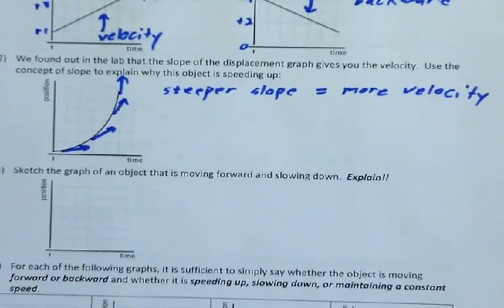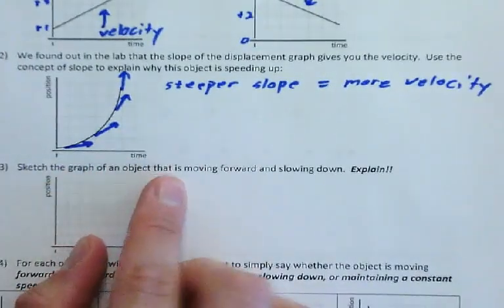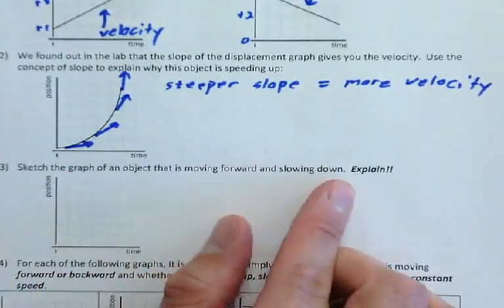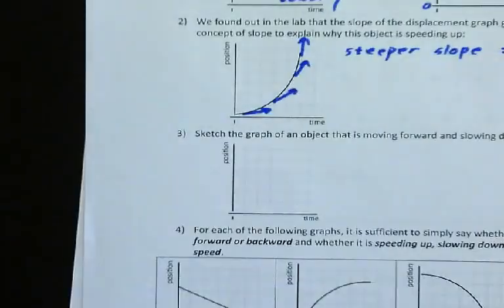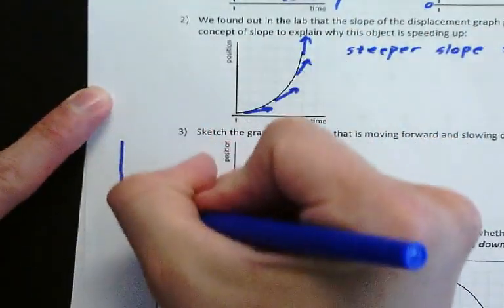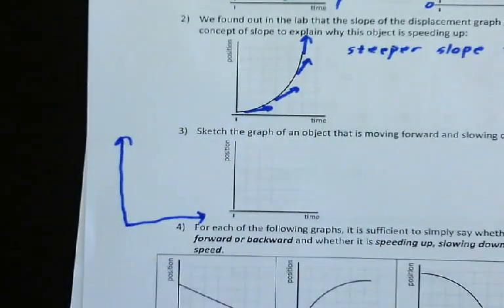Okay. Let's look at this one then. I want you to draw a graph of the object that is moving forward and slowing down. Now, unless you have pencil or you are 100% certain, just draw one off to the side and sketch what you think it is. I want you to take 10 seconds and sketch what you think it is. Okay? And then we'll talk about it.